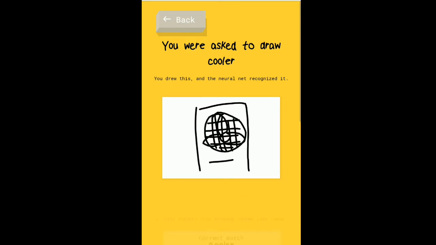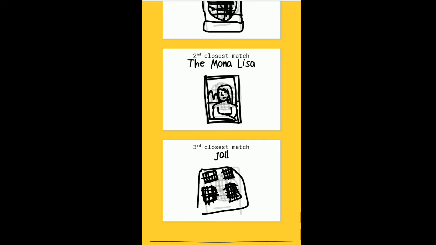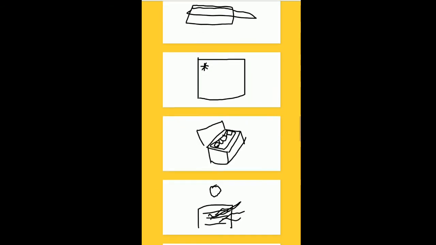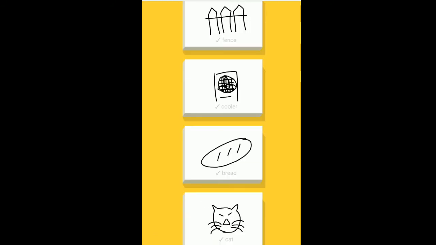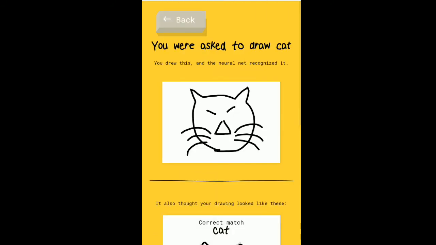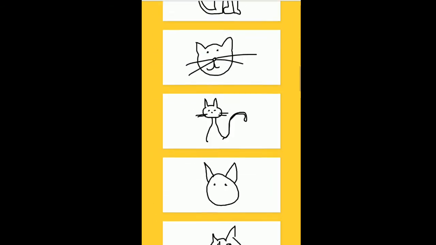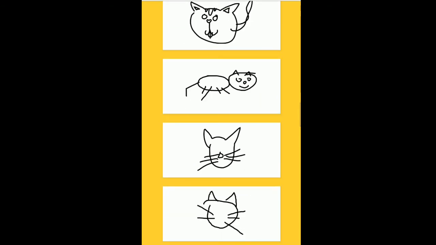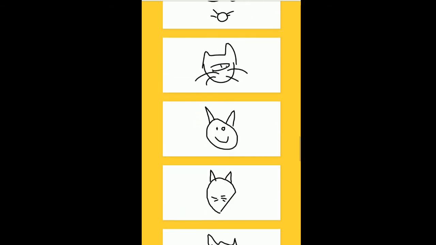So let's see what other people have drawn. The Mona Lisa. Seriously? Oh, this is a cooler like us. Oh, it's a fan. Oh, there are not many good coolers out here. Okay, let's see what other people have drawn for cats. Oh, that's a cute cat. Cats are nice. That is one hell of an angry cat. Whoa. What is this, a ninja cat or a robo cat? Good.